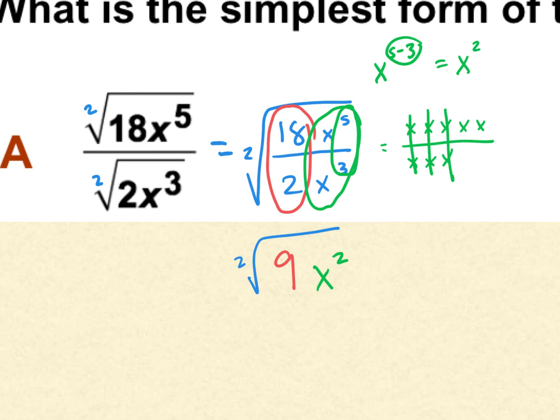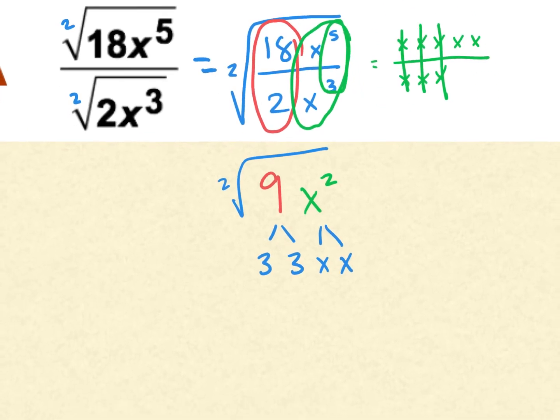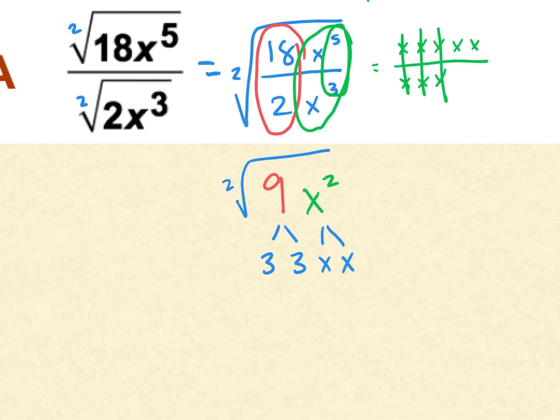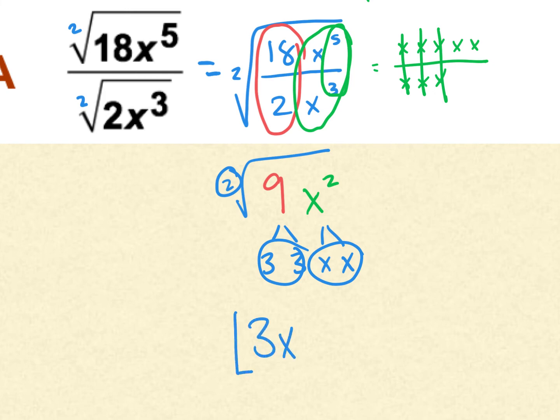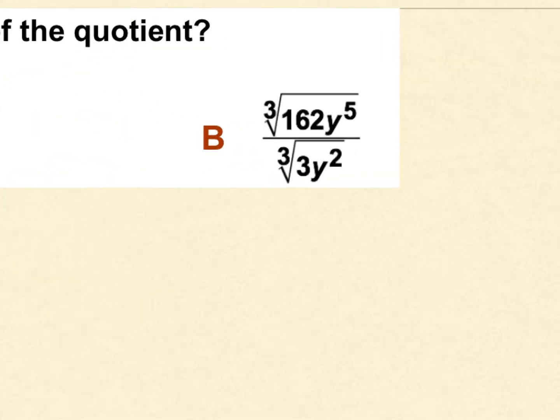Now let's see if we can simplify this from here. So what are 2 factors of 9? 3 and 3. And 2 factors of x? X and x. So I'm circling what here? Pairs of 2. So what would I circle? 3's and the x's. So what comes to the outside? 3x. Is anything left on the inside? No.